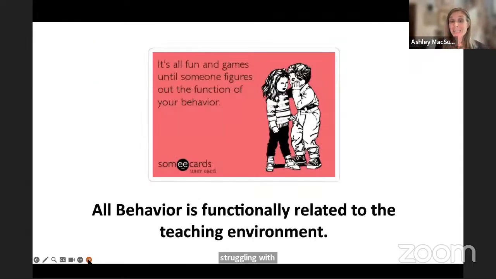And the thing is, the first point to teach anyone is that the behavior is functionally related to that teaching environment. Is it the whole story? No. But it's the most important part of the story, because if you can get them to understand and believe that, then that means that they can affect change. If they think they have no control, then they have no power. And so it's really important to teach function to everyone in your building, just the basics of it.